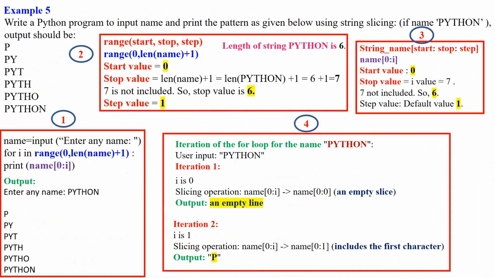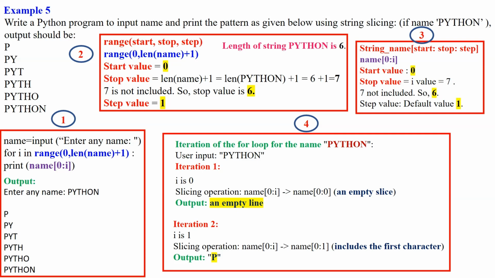Let's see another example. Look at example 5. Write a Python program to input a name and print the pattern as given below using string slicing. If the name is Python, the output should be the pattern P, PY, PYT, PYTH, PYTHO, PYTHON. Now, look at the screen to see 4 boxes here. Now come on, look at box number 1. This is the Python code.